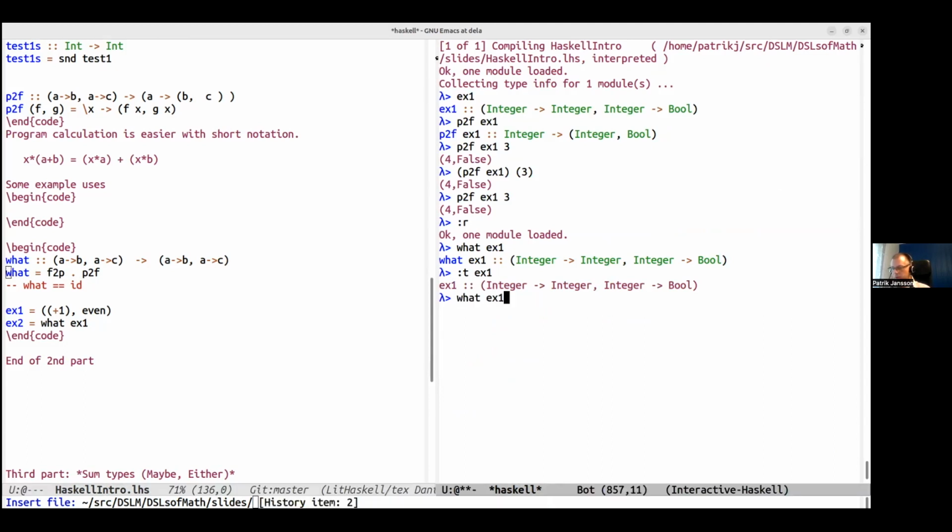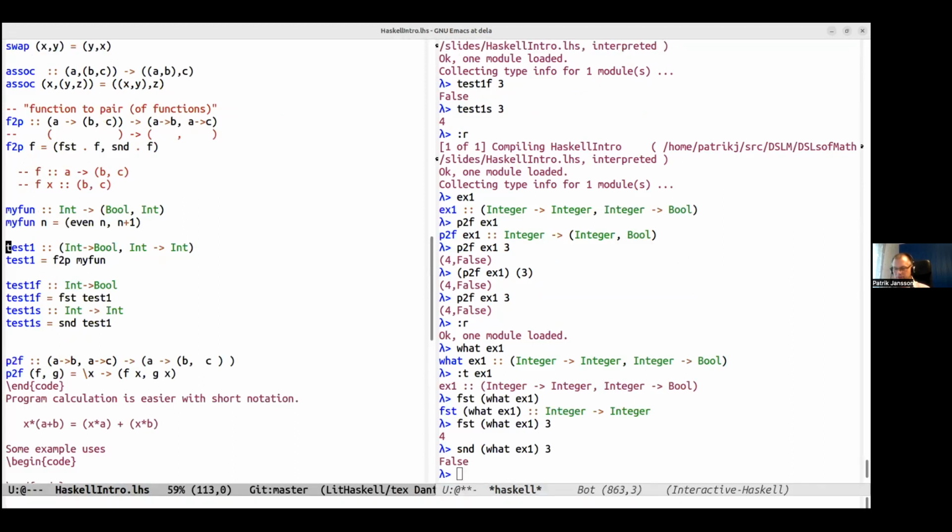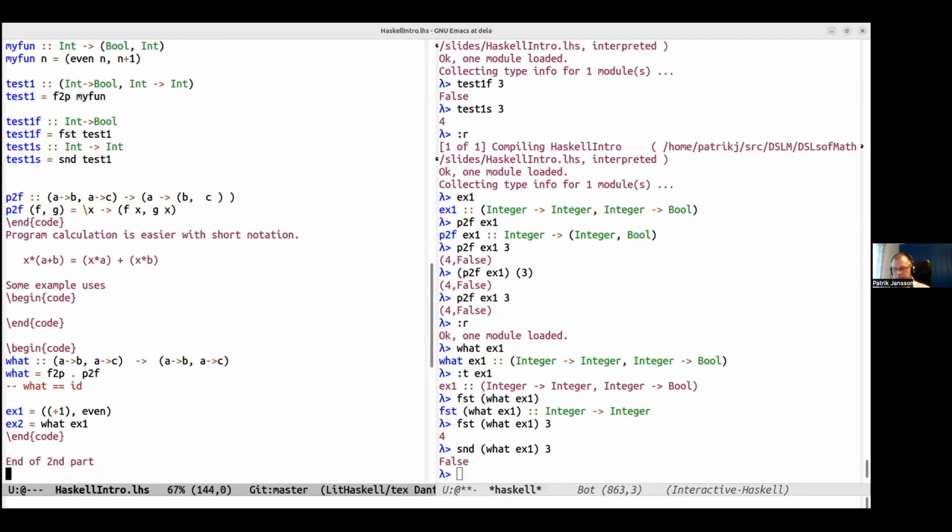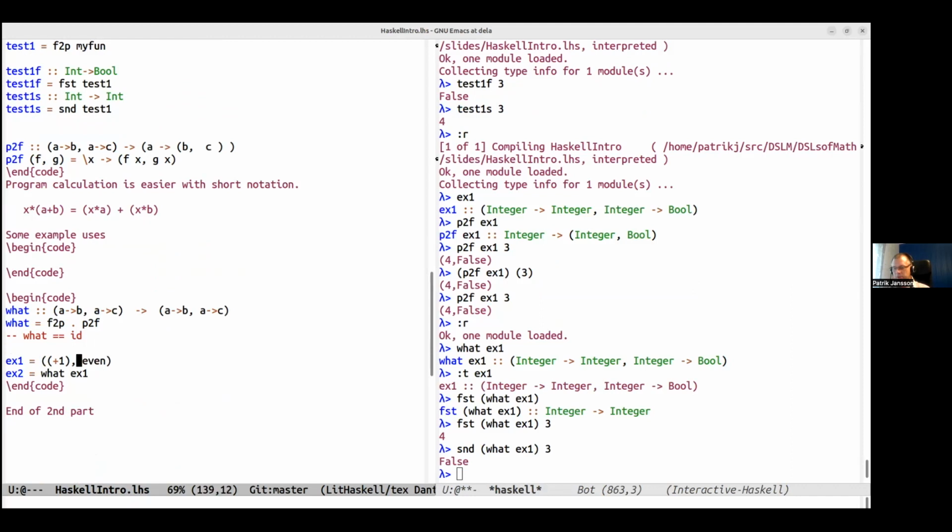So fst of x1, x1 is a pair. So we can take the first component of this pair. That's a function. Then we can apply it to 3, and we get 4. Or we can apply the second component to 3, and we get false, because 3 is not even. We had here the definition of the pair as the +1 function and the isEven function. So basically, x1 and x2 is the same pair, but they are a pair of functions that are not all that easy to compare.